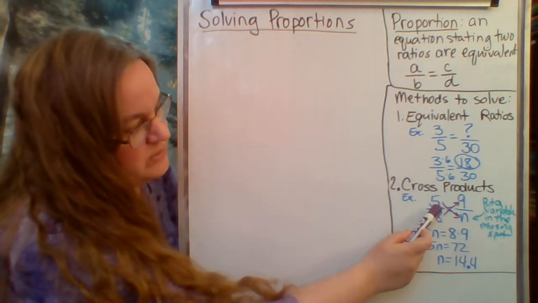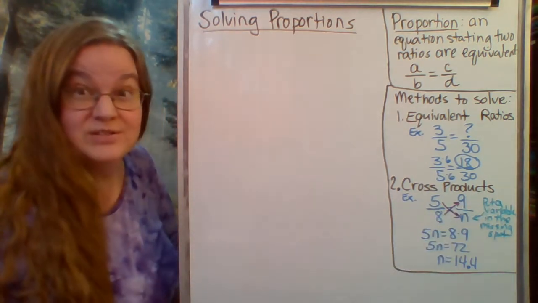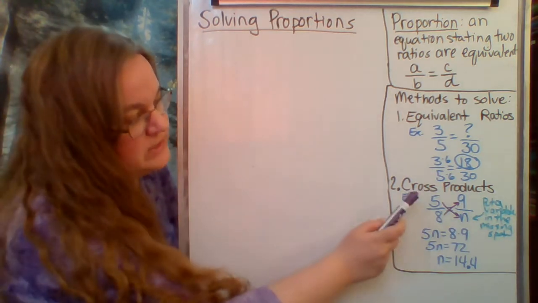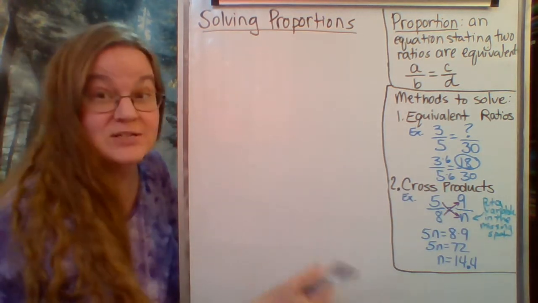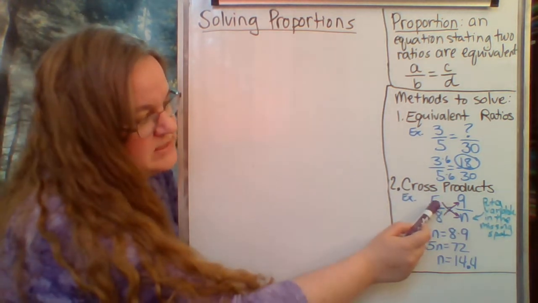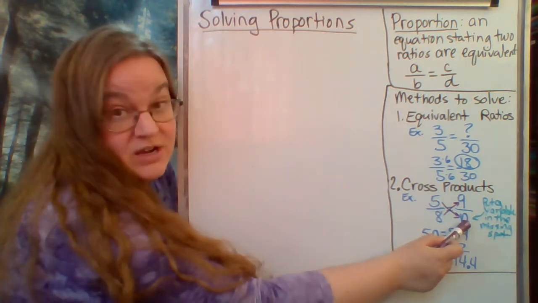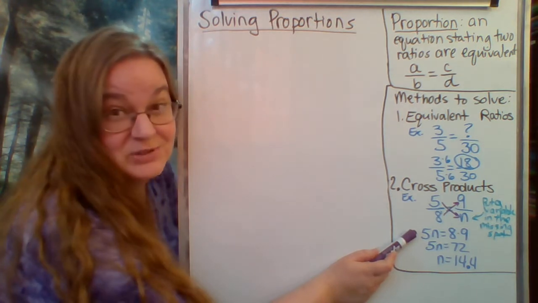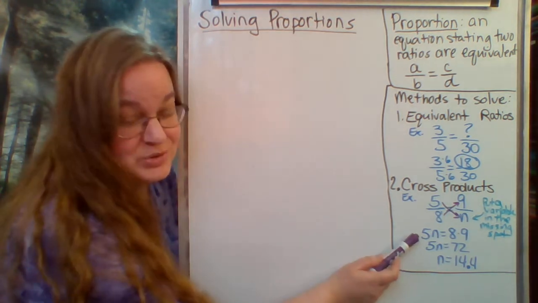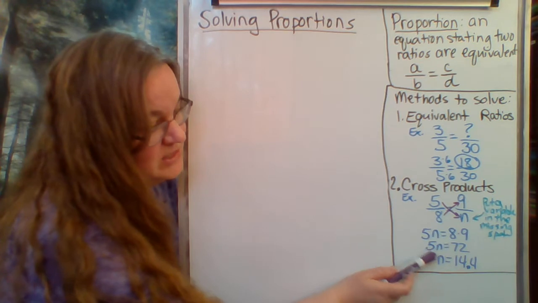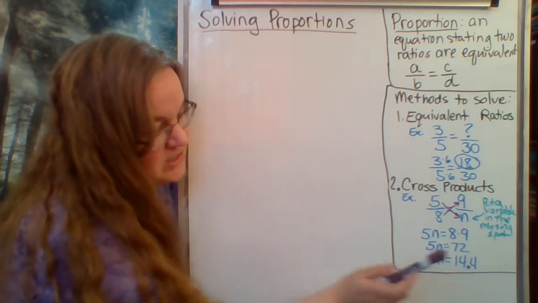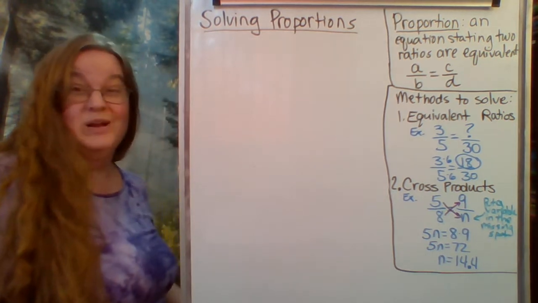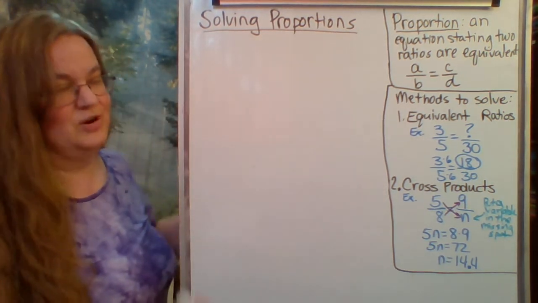If I have this problem, 5 into 9, well, 5 doesn't go evenly into 9, so this isn't going to be an equivalent ratios problem. I'm going to use the second method, which is cross products. What that says is this numerator times this denominator and this denominator times this numerator, so 5 times n equals 8 times 9, are equal to each other, and I can use that to solve it. So 8 times 9 is 72, and then I divide 72 by 5 to get 14.4. So I'm going to come out with a decimal. It's much easier to use cross products.